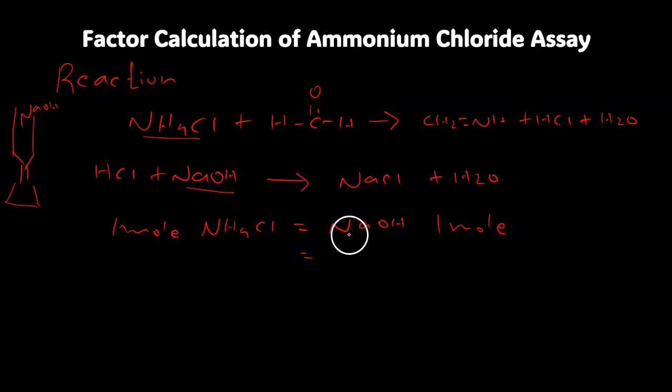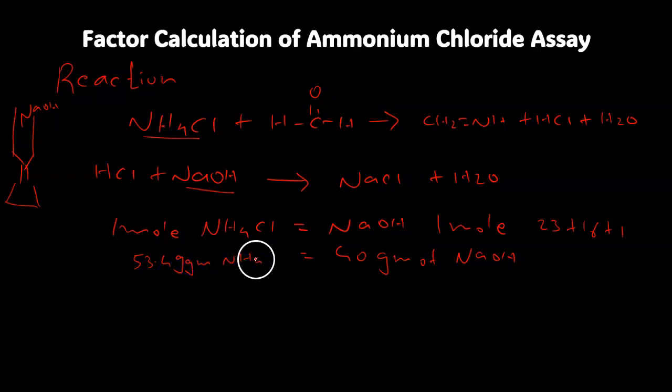For that purpose we have to calculate the molecular weight. The molecular weight of sodium hydroxide: sodium is 23, oxygen is 16 and hydrogen is 1. So in total it is 40 grams of NaOH. For ammonium chloride, the molecular weight is almost 53.49 grams. So 53.49 grams of ammonium chloride is equivalent to 40 grams of NaOH. It means 40 grams of NaOH can neutralize this much quantity.